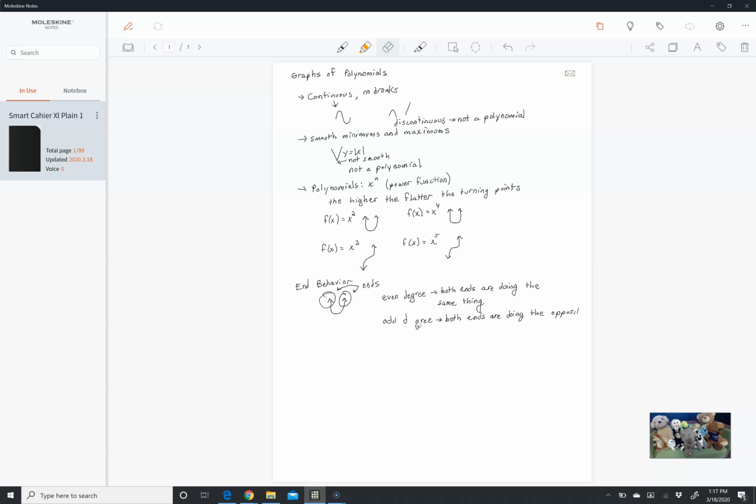When we say both ends are doing the same thing, we mean either both increasing or both decreasing. Whereas when we say that they're doing different things, we're saying one side increases and the other side decreases.